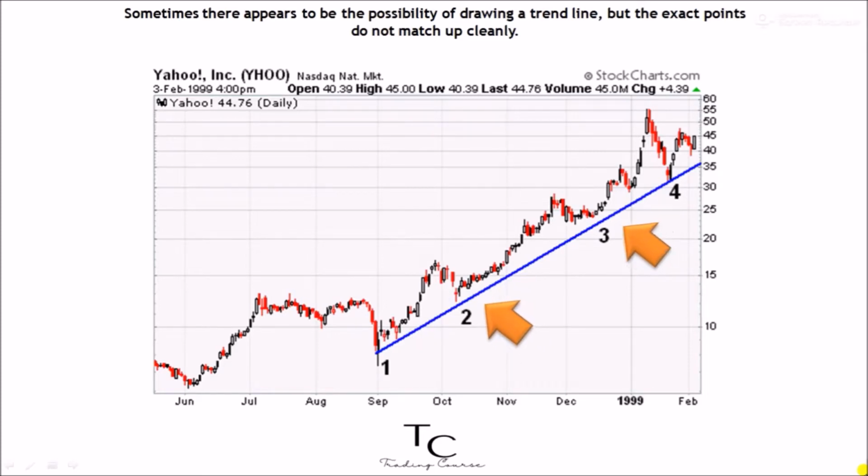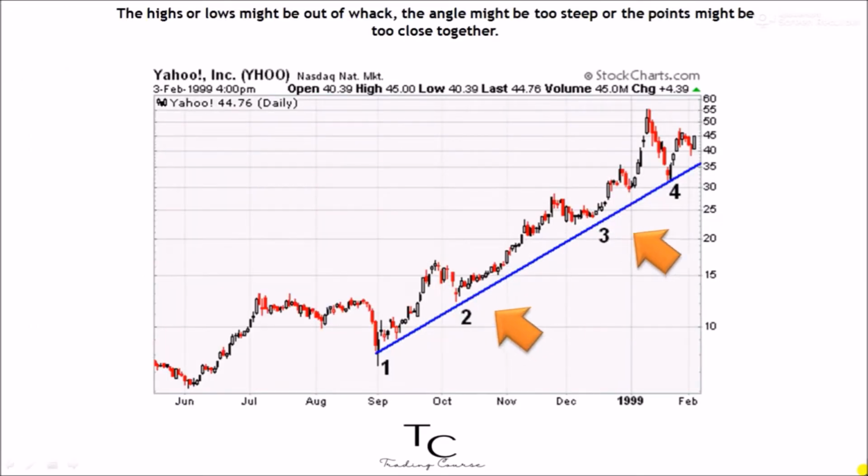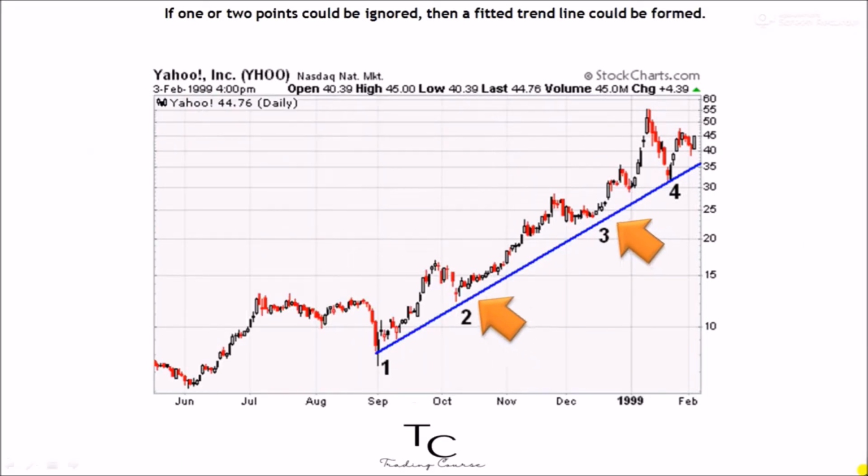Sometimes there appears to be the possibility of drawing a trend line, but the exact points do not match up cleanly. The highs or lows might be out of whack. The angle might be too steep or the points might be too close together. If one or two points could be ignored, then a fitted trend line could be formed.